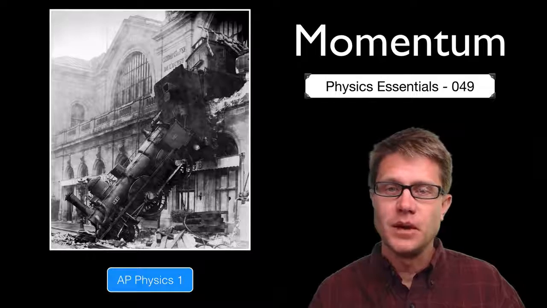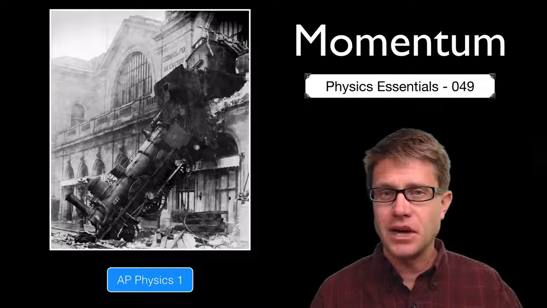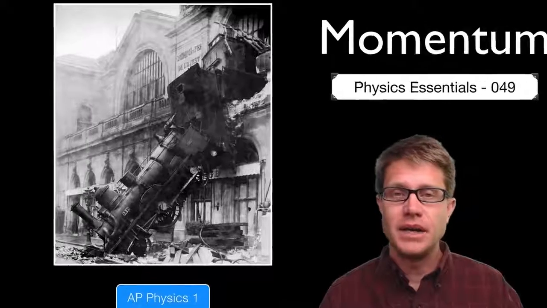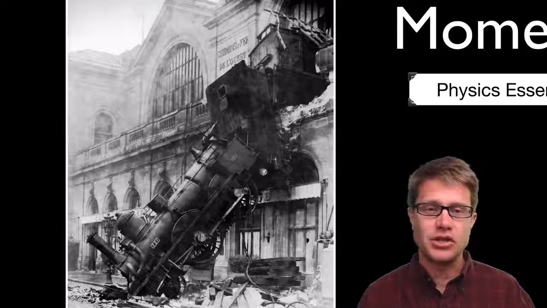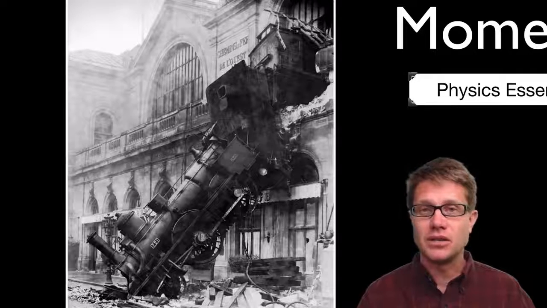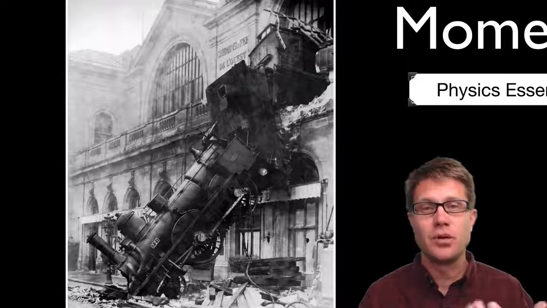It's on momentum, which is just the product of the mass of an object times its velocity. In 1895, a train was headed towards Paris. They were a little bit behind schedule, didn't apply the brakes in time, and it came shooting out through the train station. What was their problem? They had too much momentum.